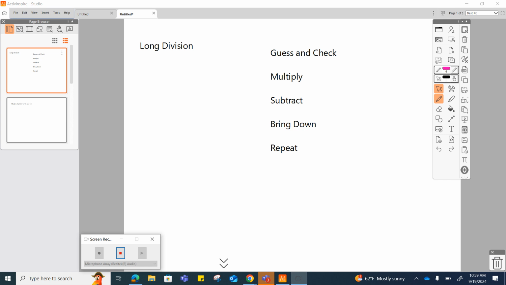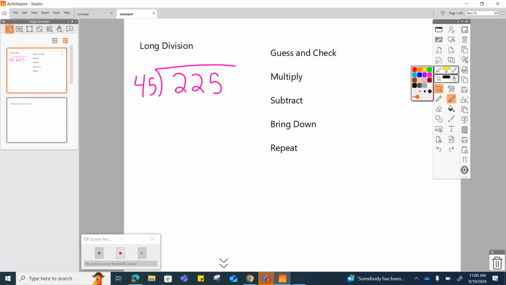Today's problem for long division was 225 divided by 45. So the first thing we need to do is guess and check approximately how many times we're going to do this.